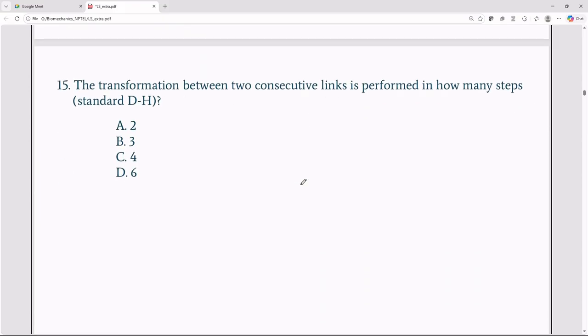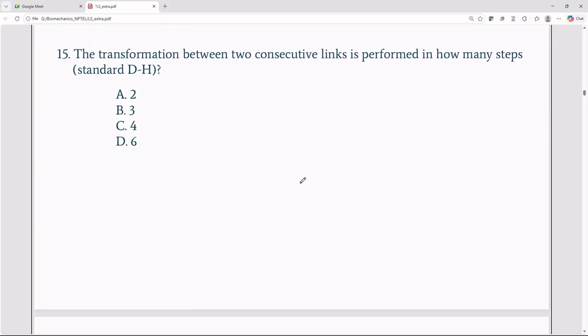Next question. The transformation between two consecutive links is performed in how many steps in the standard Denavit-Hartenberg process? Option A, two transformations. Option B, three transformations. Option C, four transformations. Option D, six transformations.